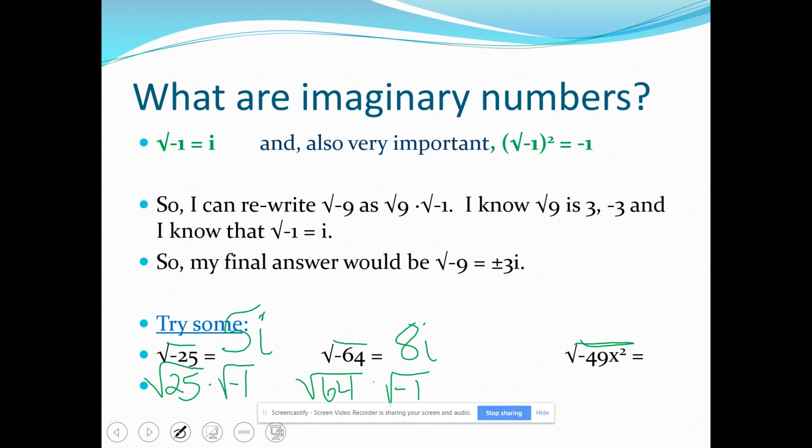In our last example here, the square root of -49x squared. So we can rewrite that to 49x squared under the radical times the square root of -1. The square root of 49 is 7. The square root of x squared is x. And the square root of -1 is i. So our answer there would be 7xi.